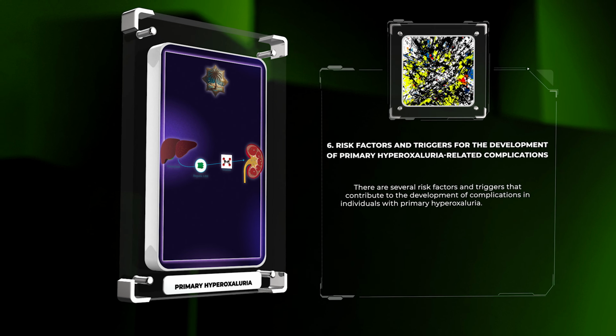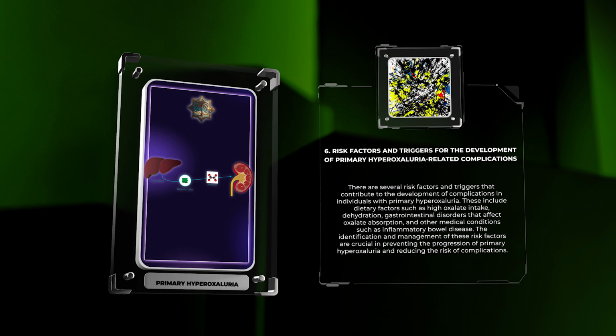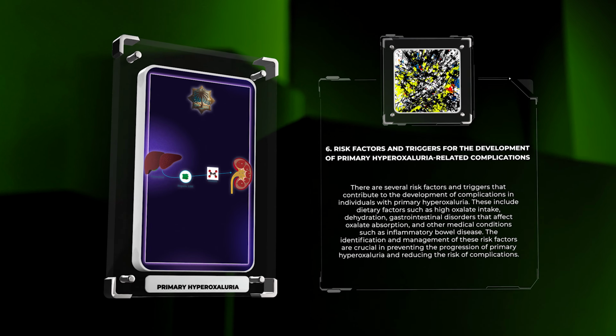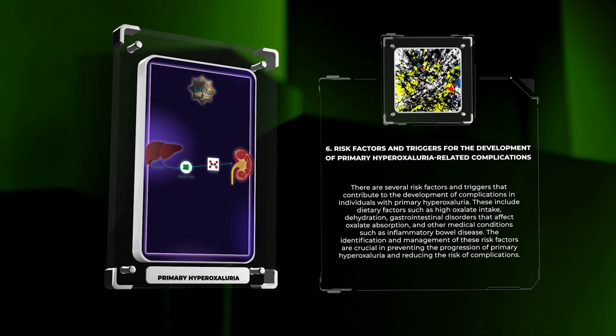There are several risk factors and triggers that contribute to the development of complications in individuals with primary hyperoxaluria. These include dietary factors such as high oxalate intake, dehydration, gastrointestinal disorders that affect oxalate absorption, and other medical conditions such as inflammatory bowel disease. The identification and management of these risk factors are crucial in preventing the progression of primary hyperoxaluria and reducing the risk of complications.